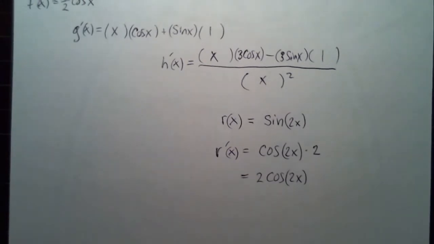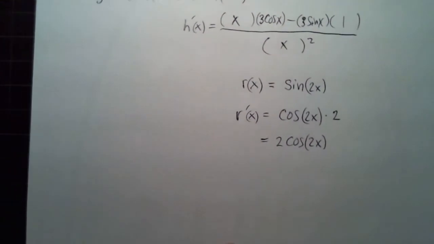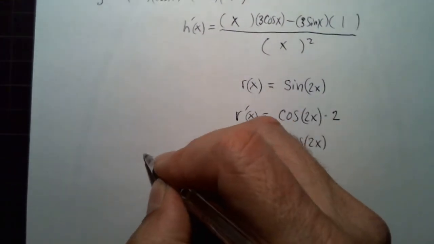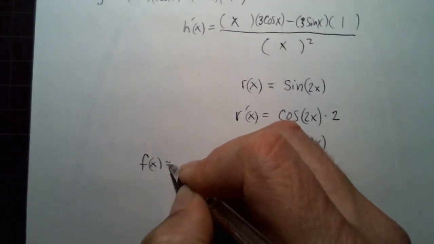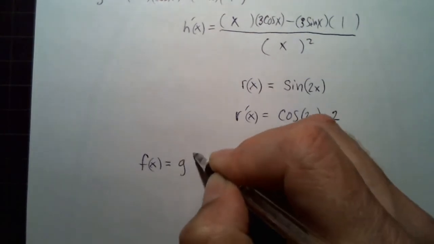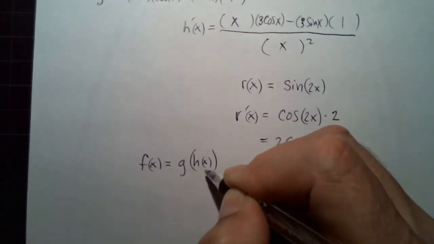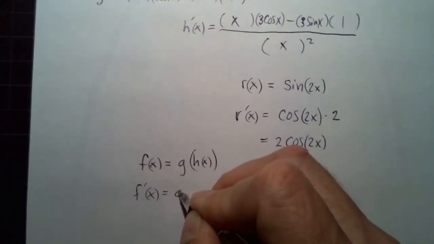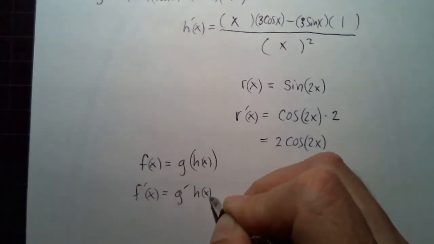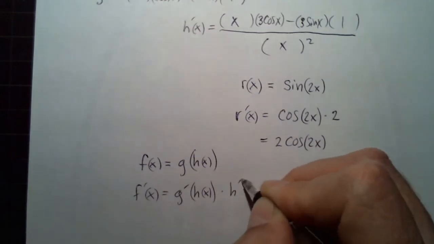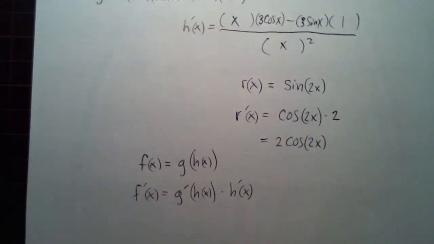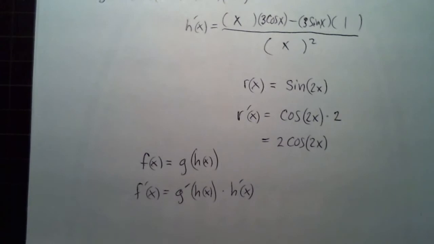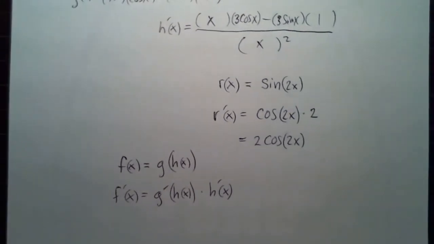If we write it in generalized form, and we had a function f that is a composite function of g and h, then the derivative of f is g prime of h times h prime. All right, let's try that.